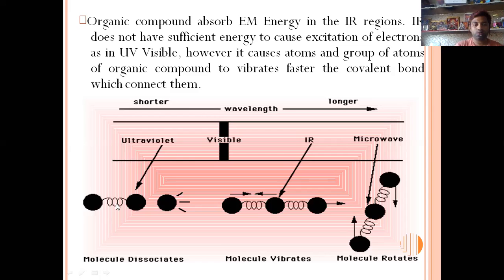We can see here, in the IR region it gets vibrating. The molecule vibrates and rotates when it absorbs electromagnetic radiation in the IR region. In the ultraviolet region, the electron from the ground state goes to the excited state, but here it does not have that much sufficient energy. So what it does, it starts vibrating and rotating.